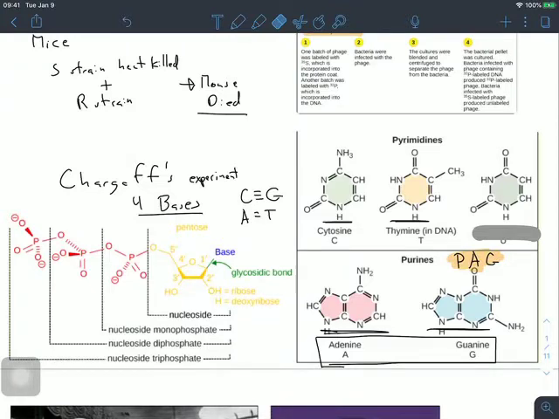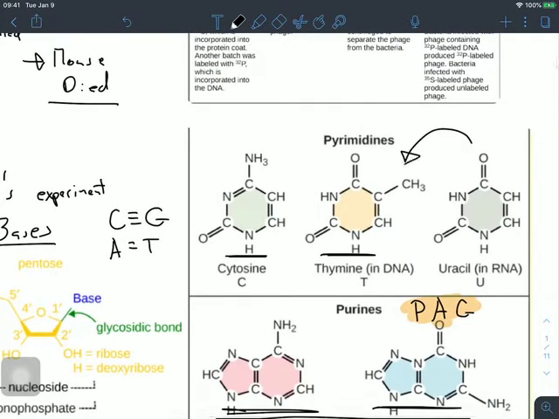Now, it wasn't Chargaff's work, but it was noticed later on. I do want to include the RNA substitute, uracil, which takes the place of thymine, but only in RNA.